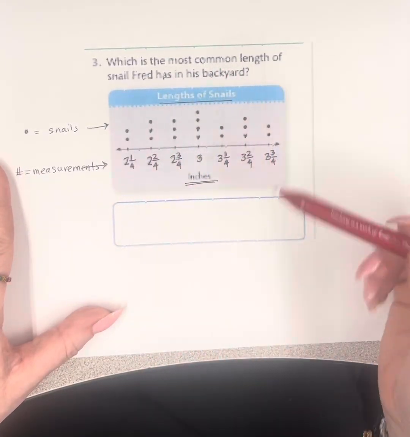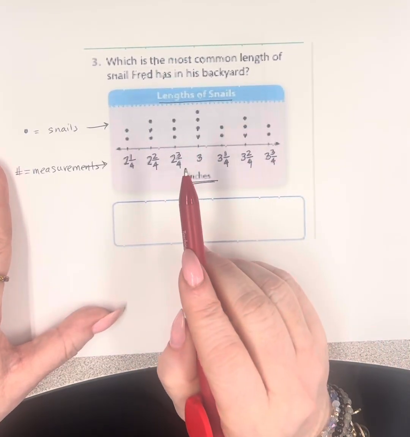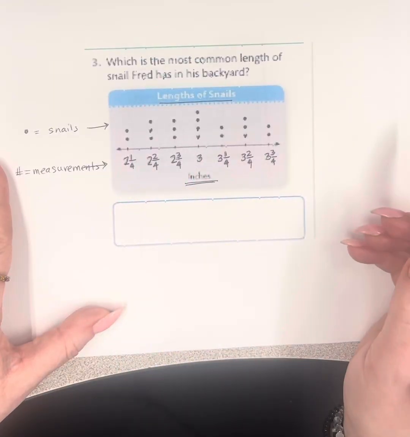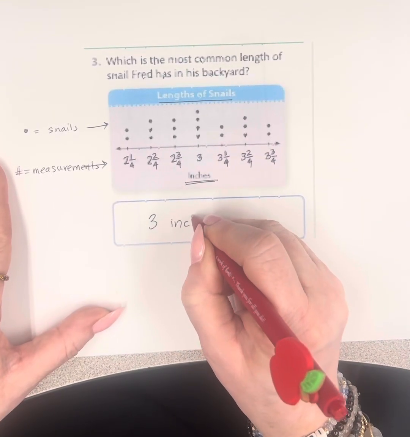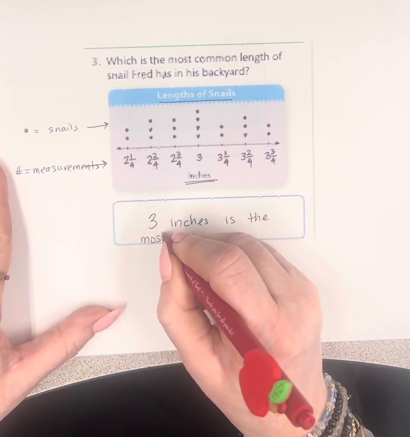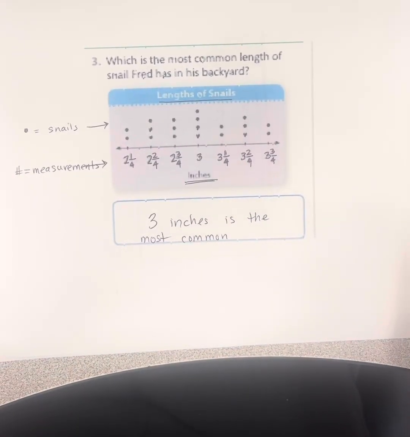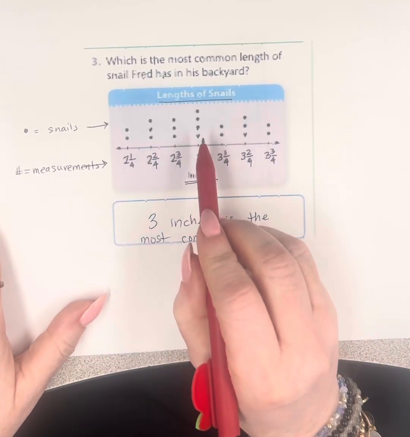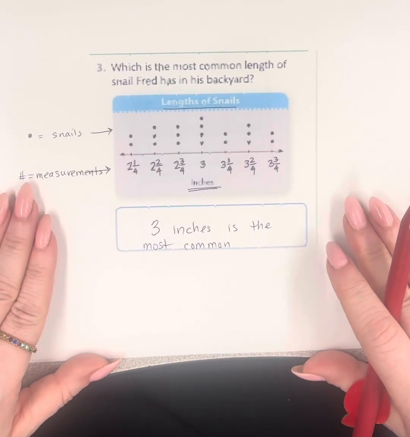Most common means the most occurrences, the most happenings. So what is the most common length of snail Fred has in his backyard? Well, which one has the most dots? The most dots is at 3 inches, so that is the most common. Visualize that. If Fred is collecting all of these snails and measuring them, he measured 3-inch snails 4 times. That was the most amount of 3-inch snails.